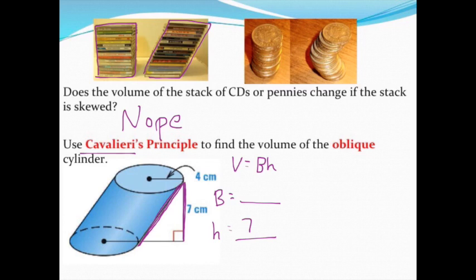And then to find the area of the base, it's same as we've always done. The area of the base is just the area of this circle. So that's going to be pi r squared, so pi times 4 squared. That gets me an area of 50.24.